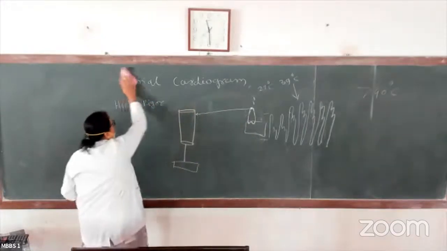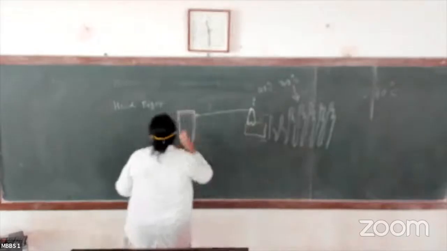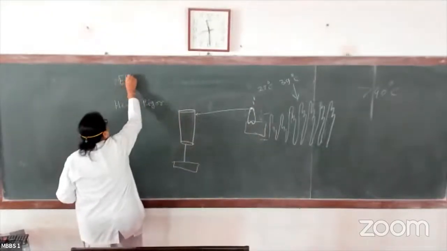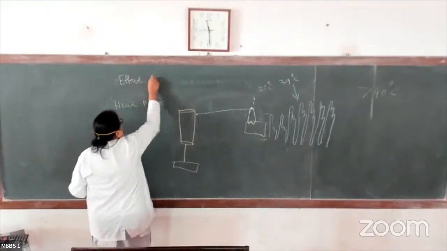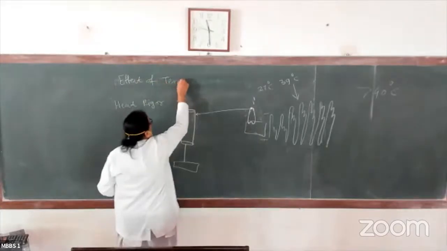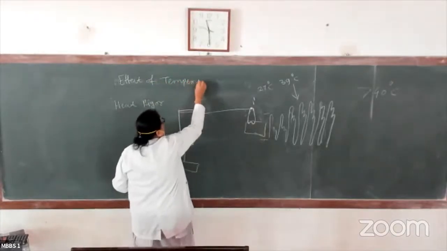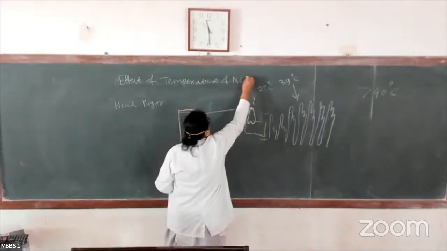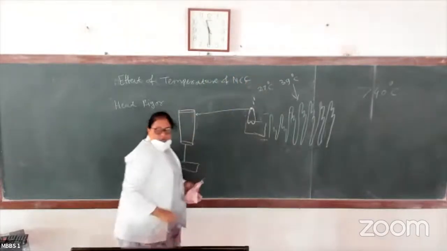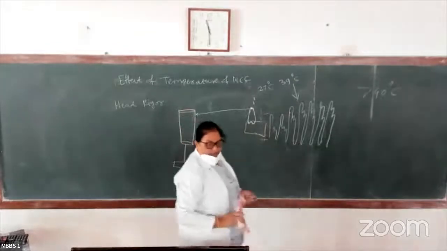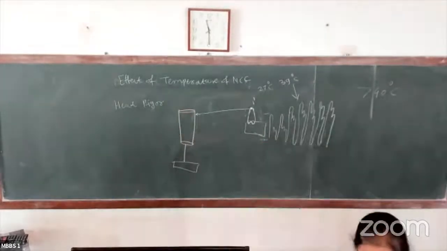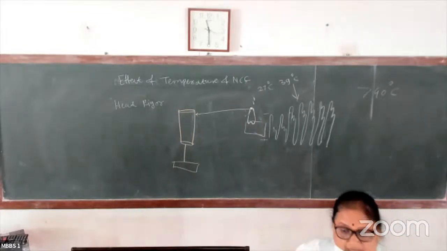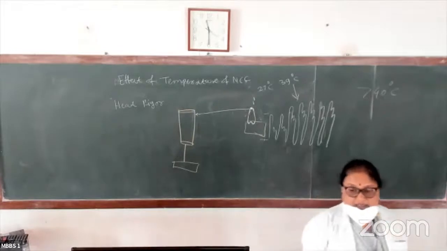Heat trigger. Now this is the effect of temperature on the normal cardiograph. So what is heat trigger? If we use the hot solution, there is a contraction. The muscle goes into a sustained state of contraction. It is called the heat trigger.